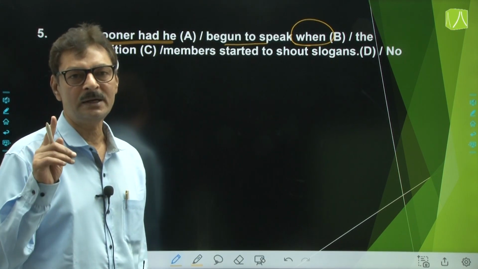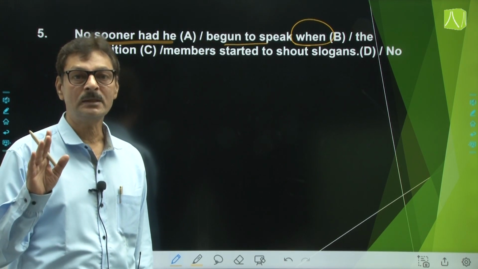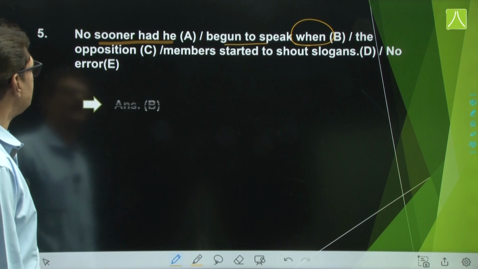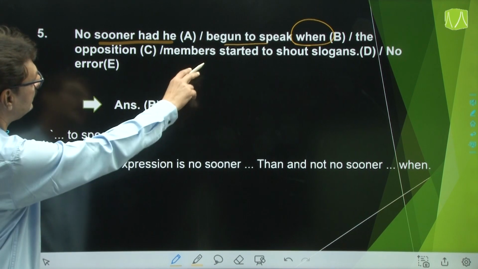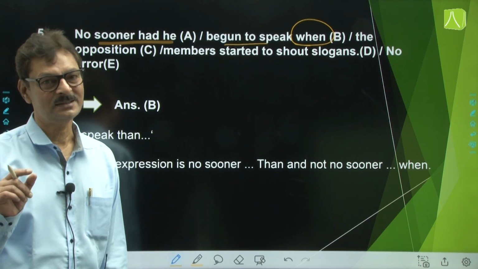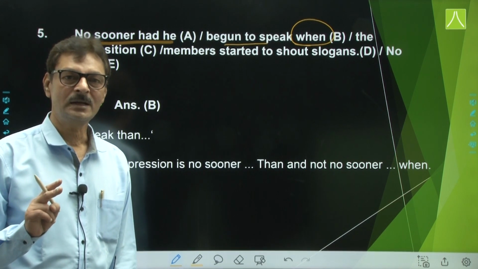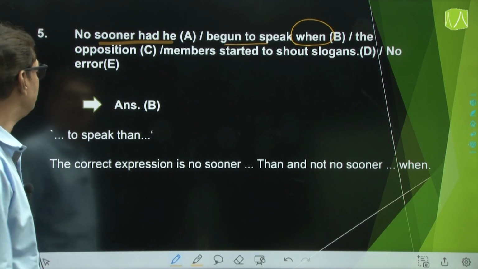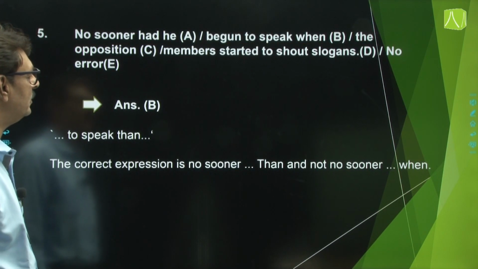If you remember your connectors, याद है? No sooner takes what? When or then. No sooner always takes then and not when. So the error is in part B. यहाँ पर error है to speak then. So it should be THAN then and not WHEN when over here. So be very careful of connectors. Connectors कौन से? Neither nor, either or, not only but also, no sooner then. Yes, these are the few connectors we should always remember. So connector based errors also you can expect in your exams.